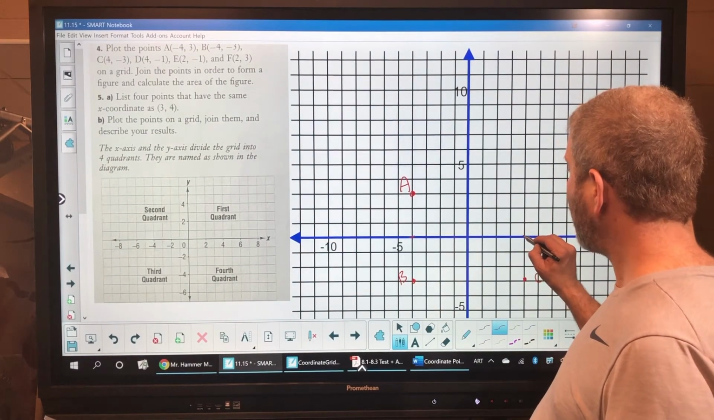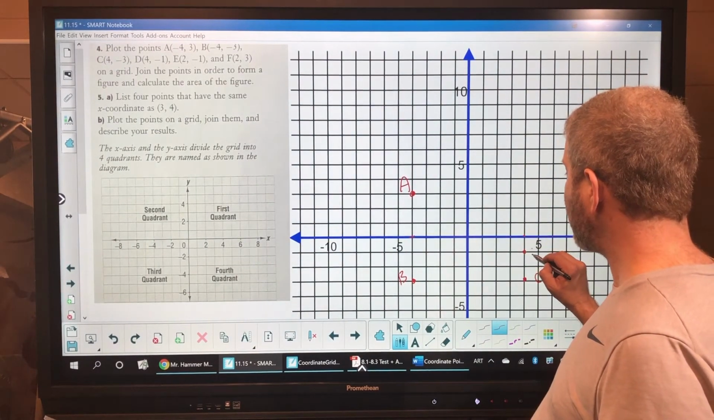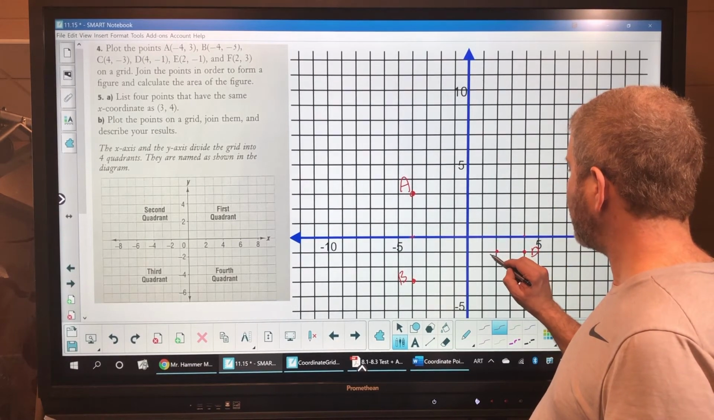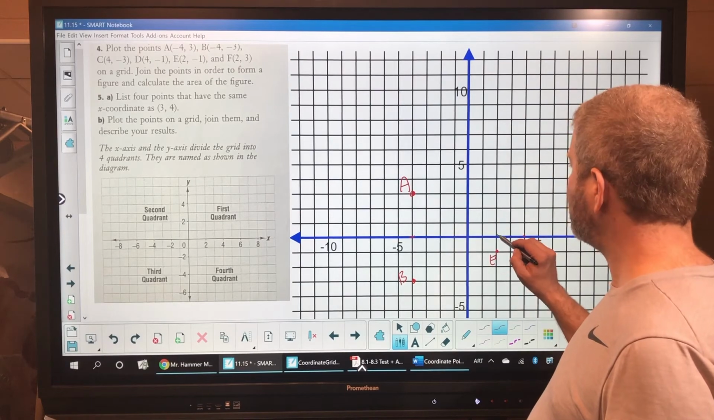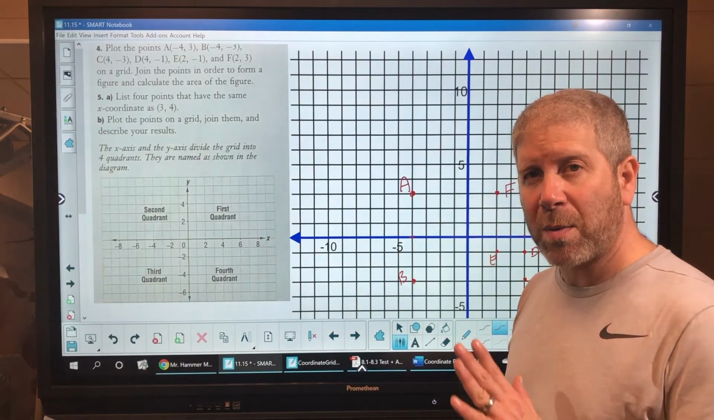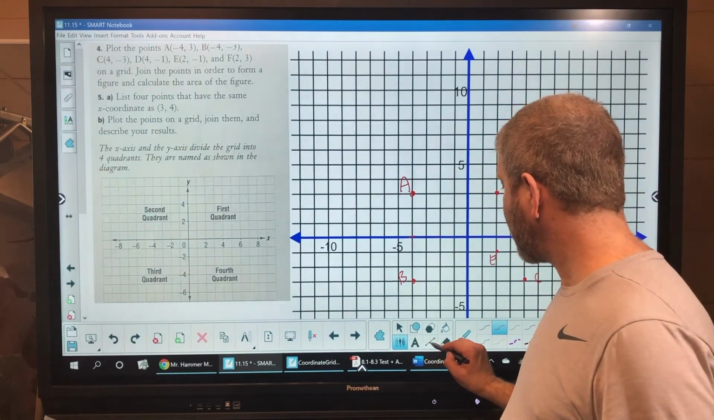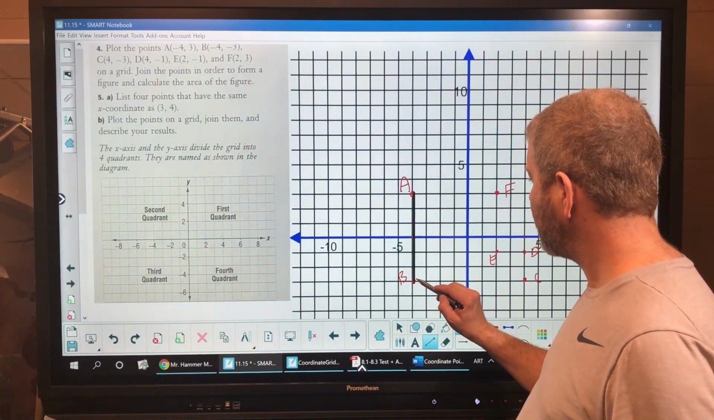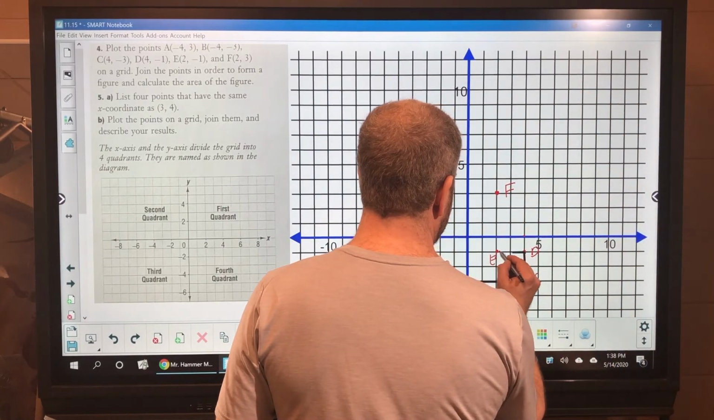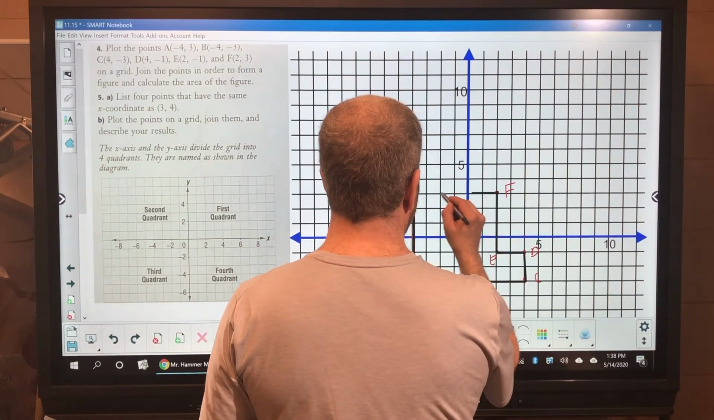D is 4 again, but down to negative 1, so that's D. E is 2, negative 1, so there's E. And F is 2, and then up to 3. So there are our 6 coordinate points mapped. Now I'm going to connect them with lines from A to B, B to C, C to D, D to E, E to F, and F back to A.